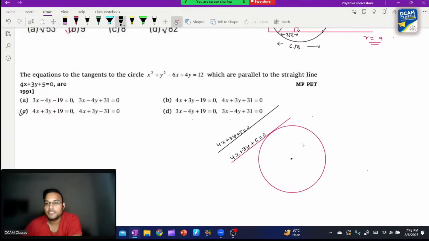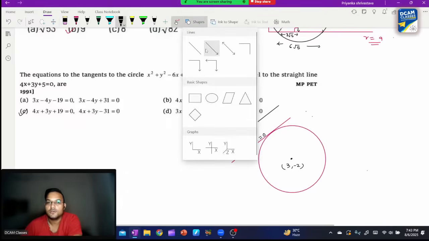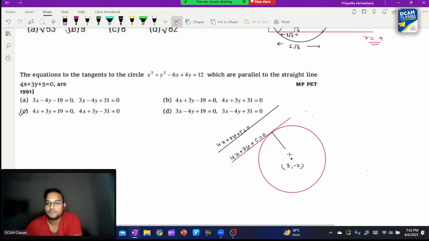Now for this given circle, the center you can easily find, it is 3 comma minus 2. Radius also you know. What is radius? Is it 5? Let me check once. 3 square plus minus 2 whole square minus of minus 12 means it will be plus 12, so it is 9 plus 4 plus 12. Yes, correct, very good.